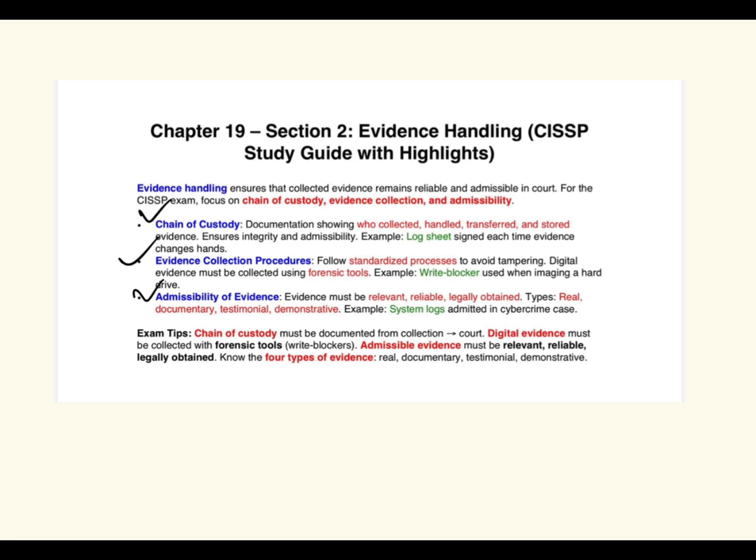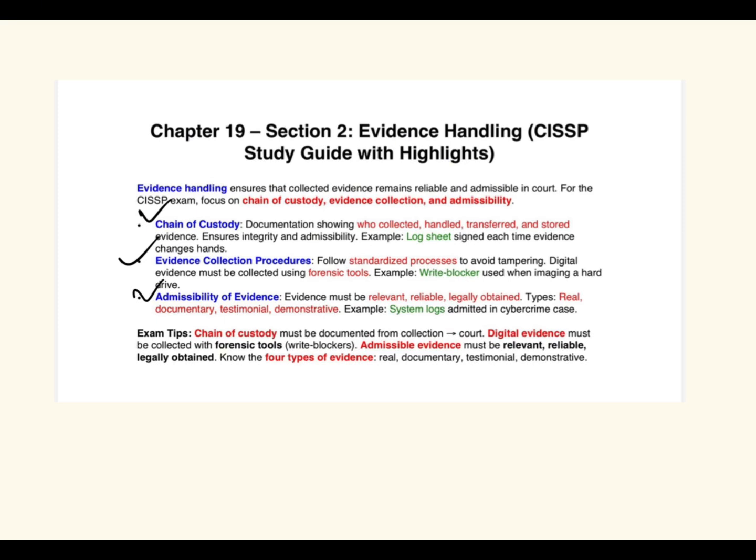So, types of admissible evidence: real evidence, which is a physical object such as a hard drive, USB stick, or printed documents; documentary evidence, such as system logs, emails, configuration files; testimonial evidence, statements by witnesses or experts; and demonstrative evidence, charts, diagrams, reconstructed attack flow. For example, system logs admitted as documentary evidence in a cybercrime case. So evidence must be relevant, reliable, legally obtained, right?